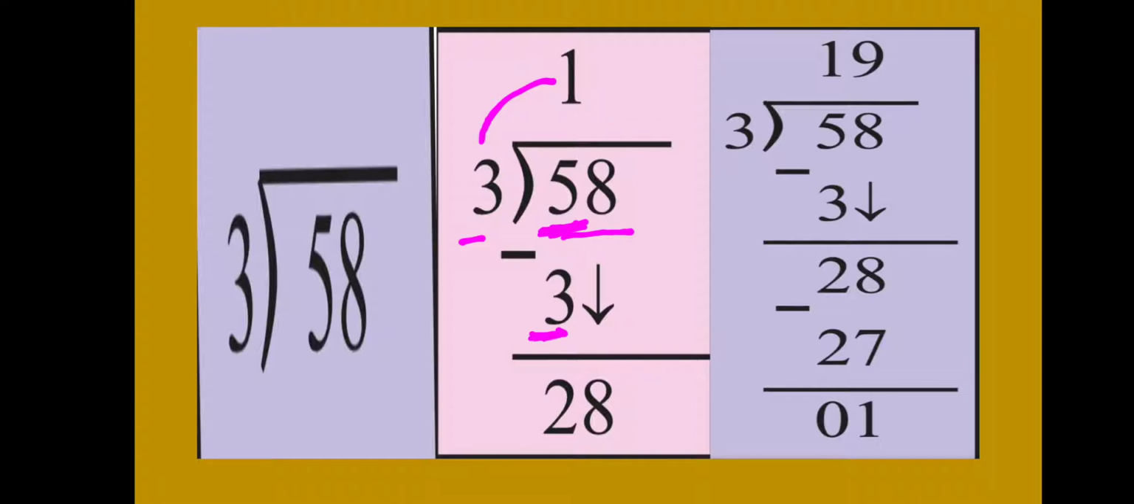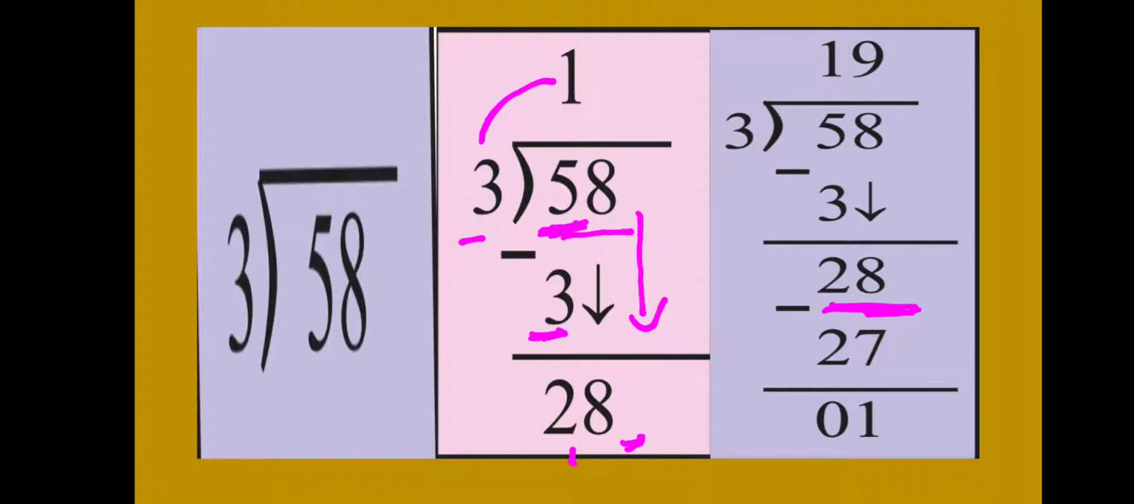So we have written here 5 minus 3. Do the subtraction. 5 minus 3, 2 is here. Then bring this 8 down. So 8 we are writing here. Now we are doing the division here. Say the table of 3 till you get 28 or more than 28.